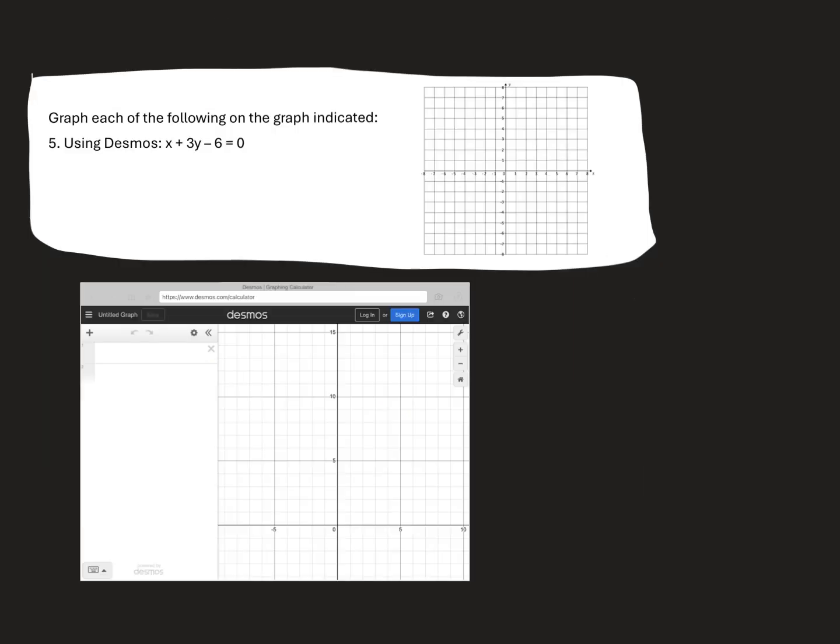For the next one, we're going to graph using Desmos. Hopefully my Desmos calculator will work here. So anytime it says graph using Desmos, or using a graphing calculator, then that's what we'll do.